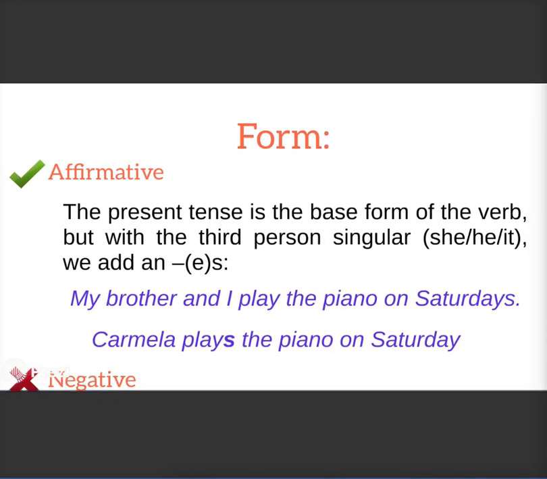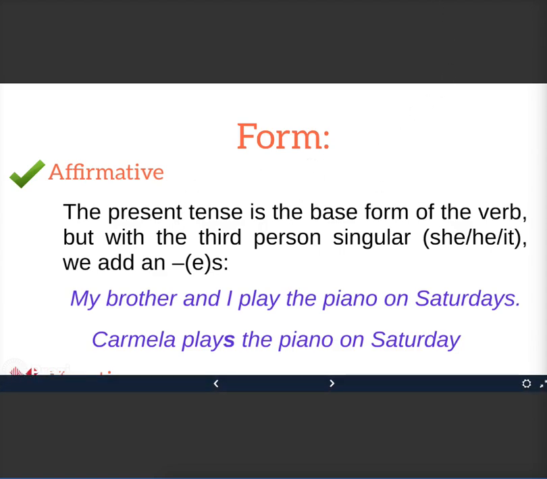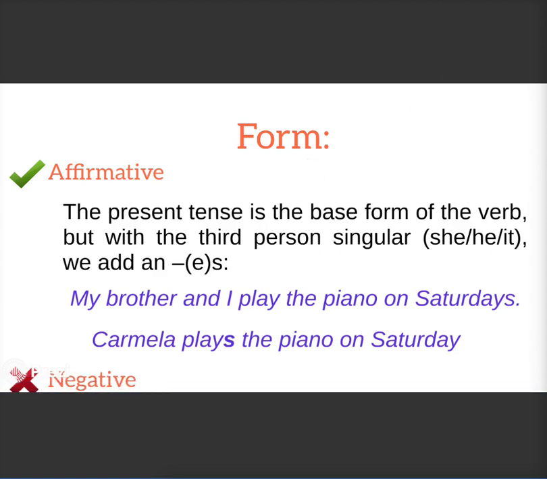Let's go with Juan D. Can you please help me reading this part of the slide? Yes. Go, go, go. Form. Affirmative. The present tense is the base of the verb, but the third person singular, she, he, it, we add s. My brother and I play piano on Saturdays. Carmela plays the piano on Saturday.